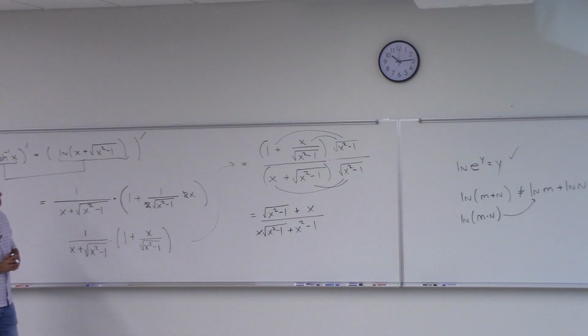Can you, for the denominator, turn the square root into a power and then distribute the x in? Square root into a power and distribute.